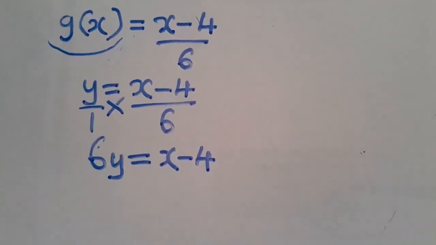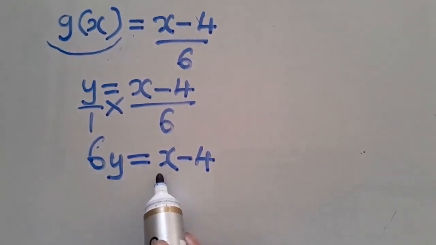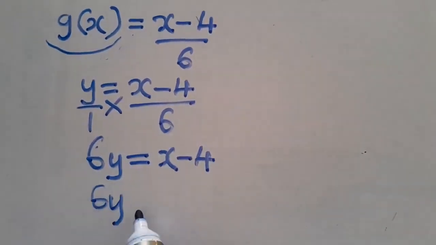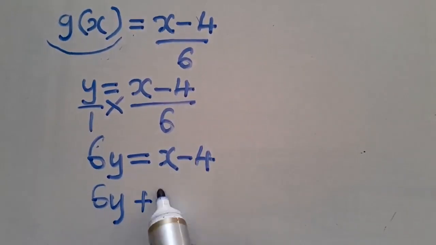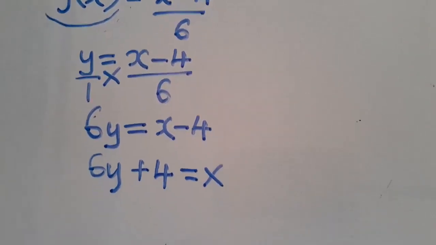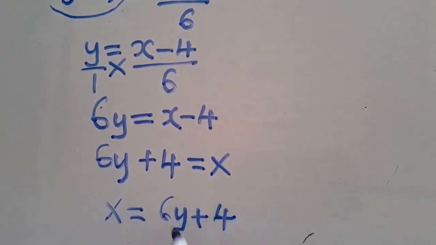After you do this, you are making x the subject of the formula. So this one comes to the other side. It becomes 6y plus 4, which is equal to x. You've already made x the subject of the formula. I believe this is the answer that you found. So you just need to put x here: x is equal to 6y plus 4.